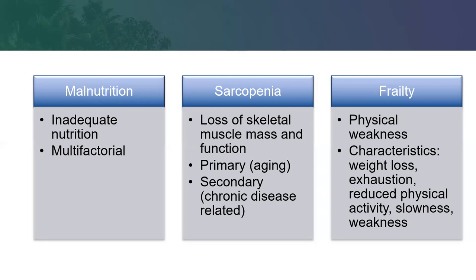Looking at frailty, we know this is really physical weakness. So I'd encourage many of you, if you're not looking at these things, if you're working with advanced liver disease or patients with cirrhosis, these are really things we must consider when we're making assessments in these patients. Frailty characteristics include weight loss, exhaustion, reduced physical activity, slowness, and weakness. Do any of you know a frailty tool and how to look at frailty in a patient?